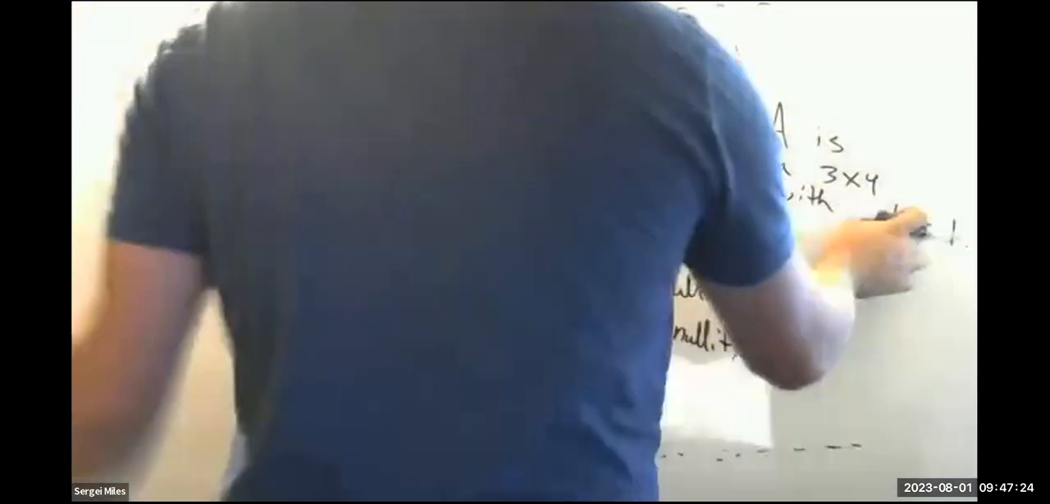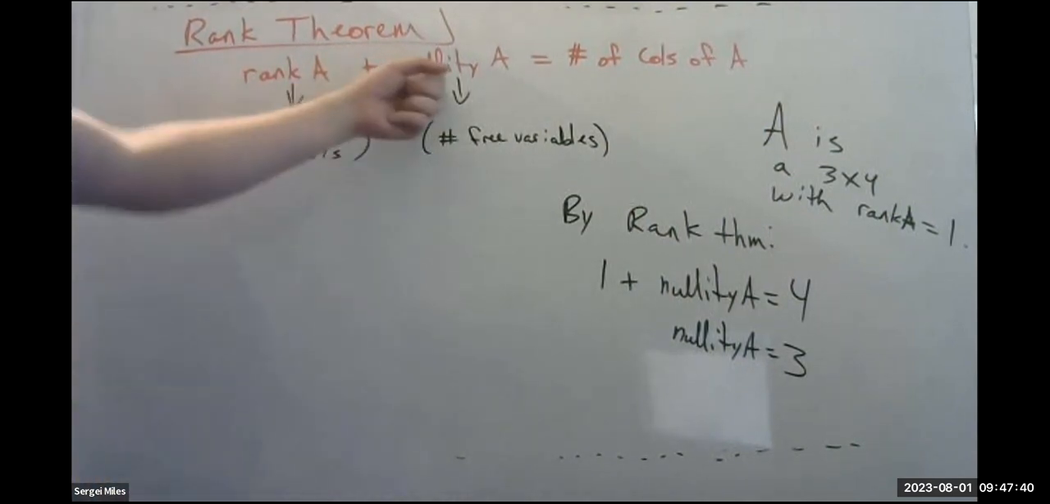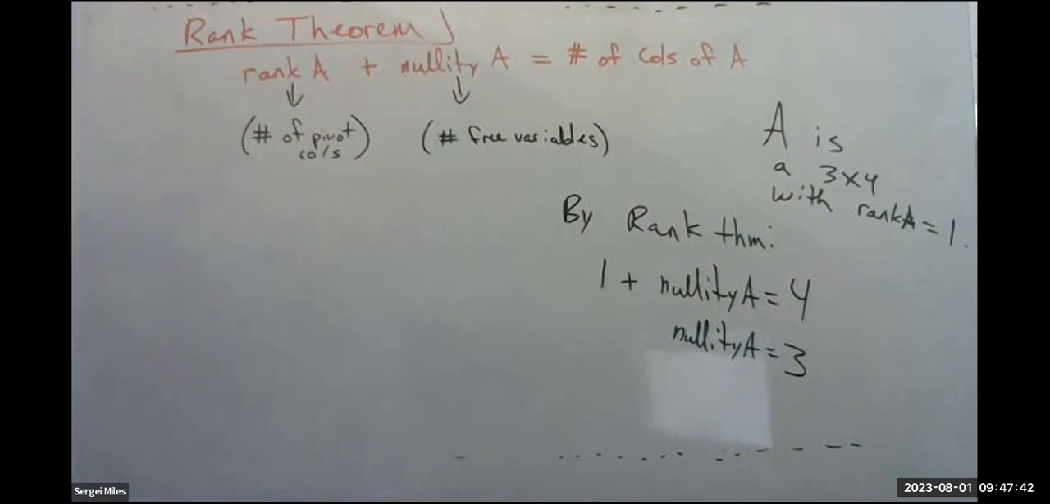But again, this makes sense because what does this mean? If the rank of A is 1, that means only one column has a pivot, which means all of the other columns have free variables. How many free variables? Well, there's 3 other columns. So 3 columns have free variables. That's your nullity. That's the dimension of your null space.